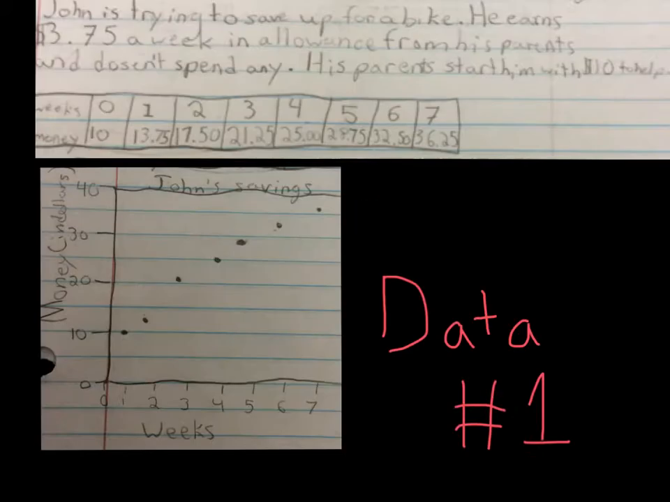Linear. John is trying to save up for a bike. He earns $3.75 a week in allowance from his parents and doesn't spend any. His parents start him off with $10 to help.